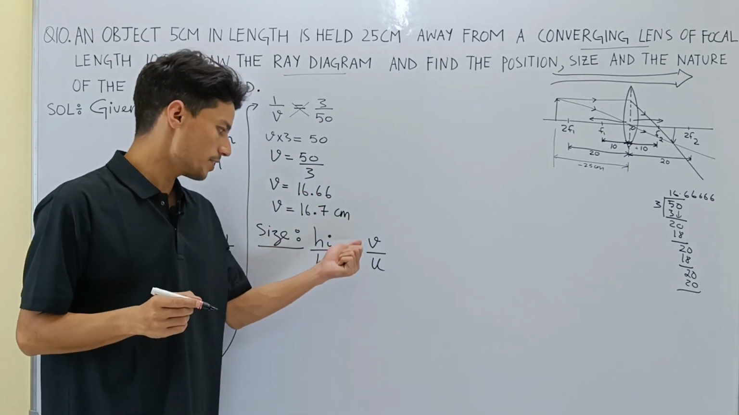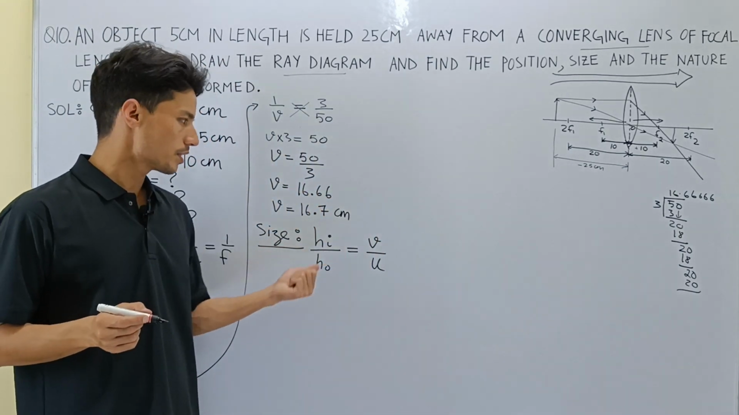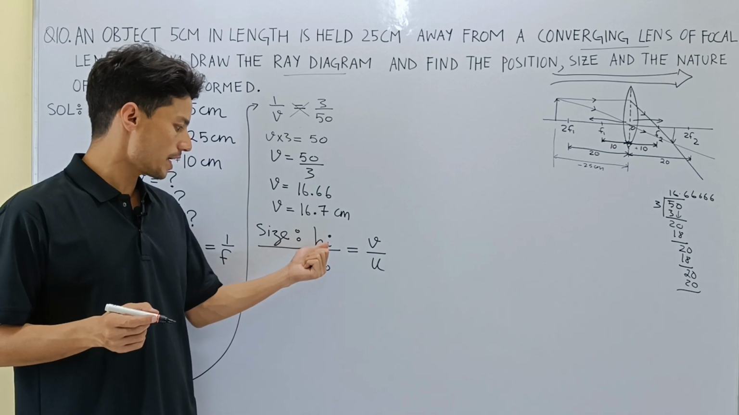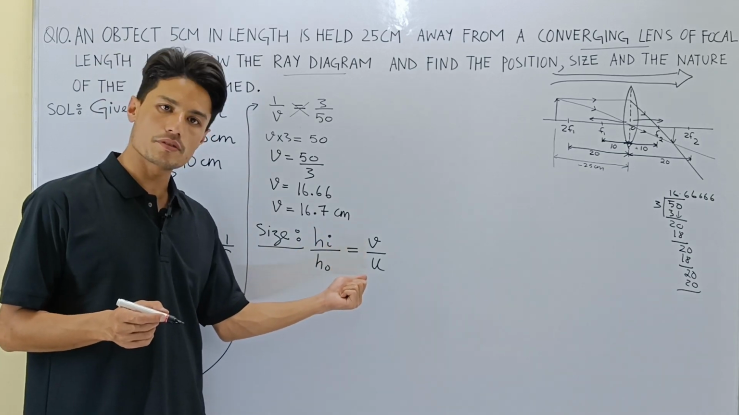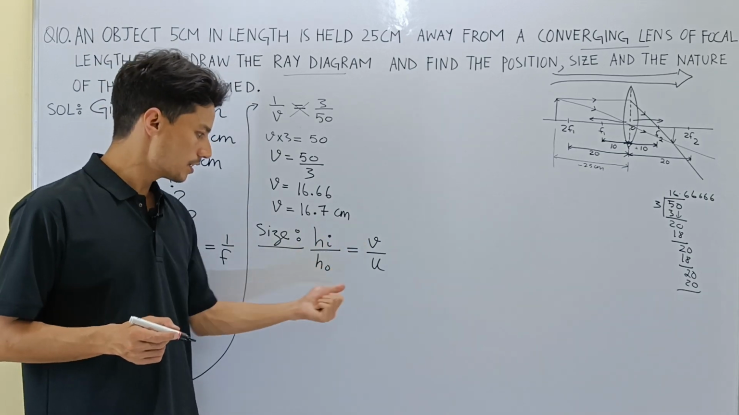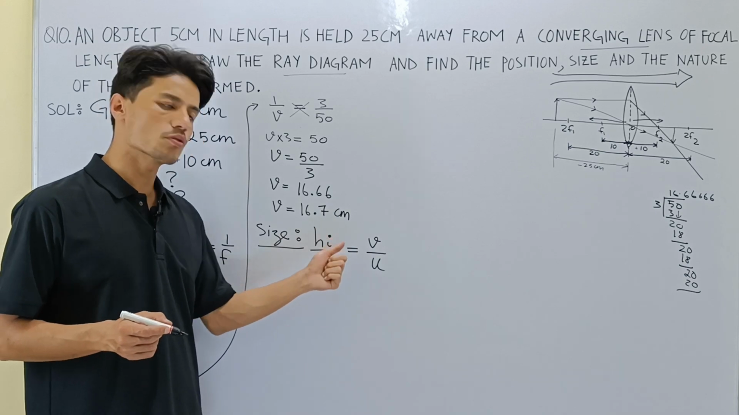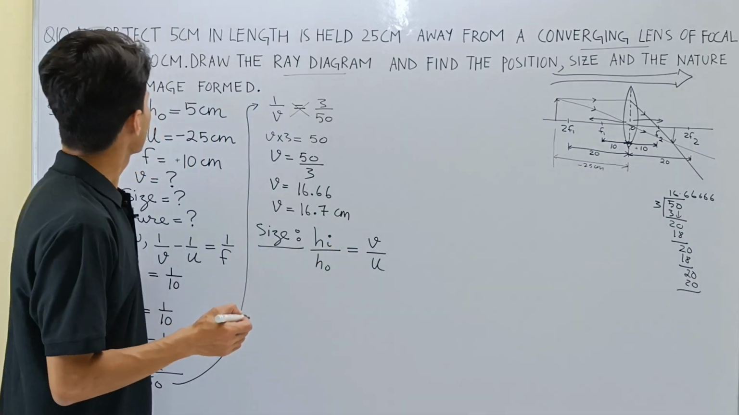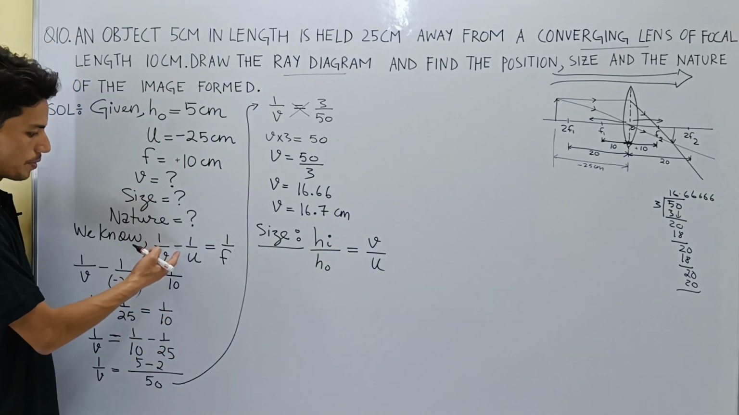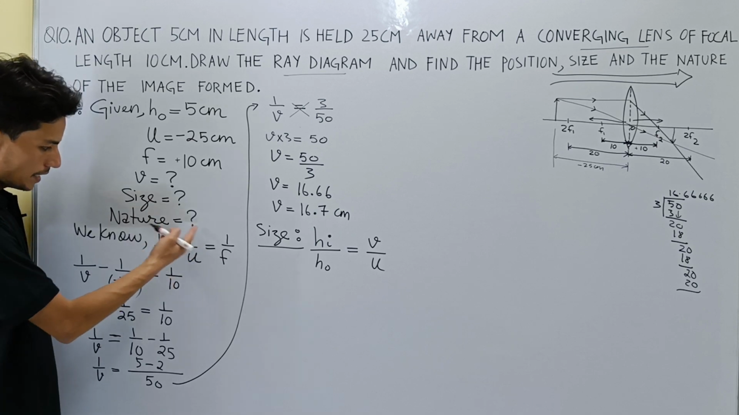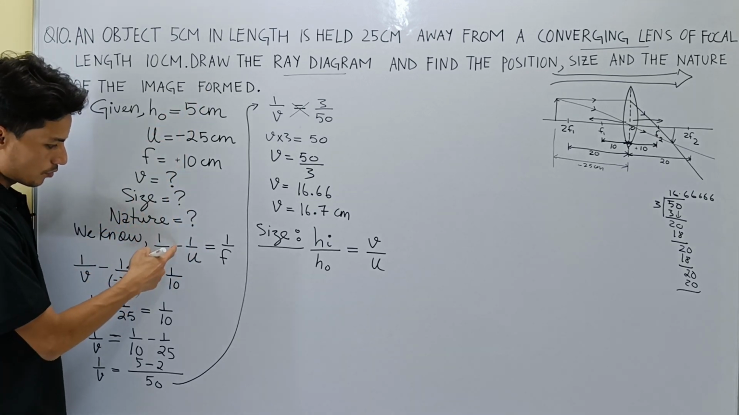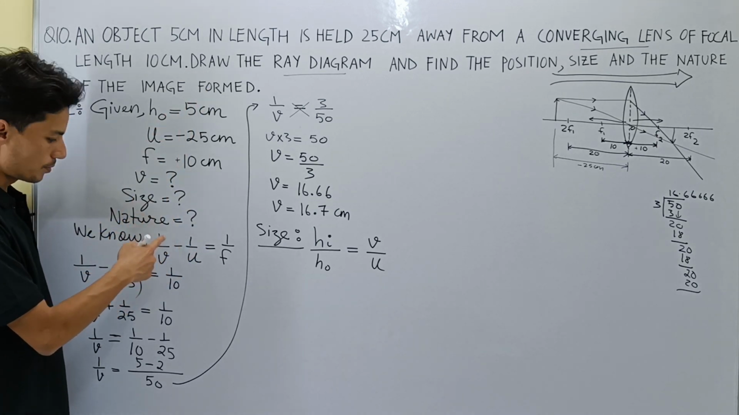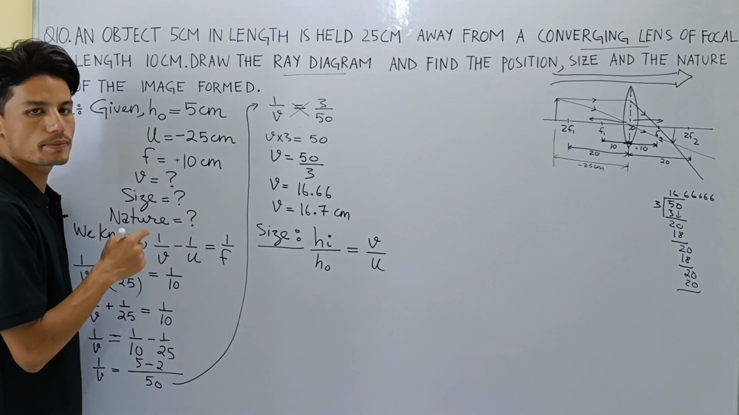Now remember here, if this was mirror, if this was a question on mirror, the formula will be HI by HO equal to minus V by U. This is lens. In lens, the formula for size has no negative sign. Okay. Now another difference between the mirror formula and lens formula is, had it been a question on mirror, this formula will have positive sign. It will be 1 by V plus 1 by U equals to 1 by F.